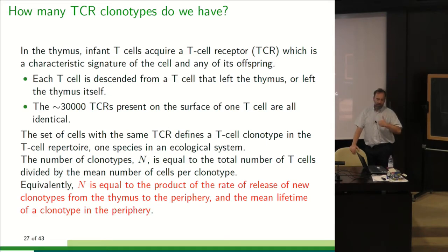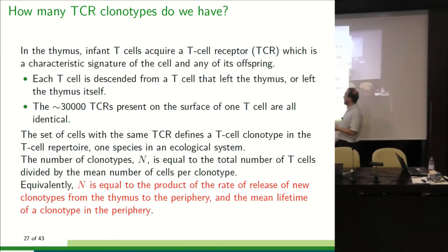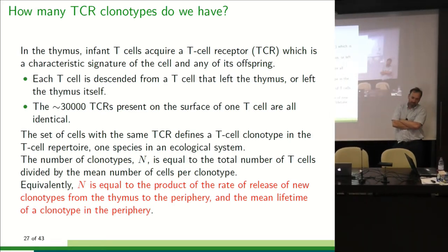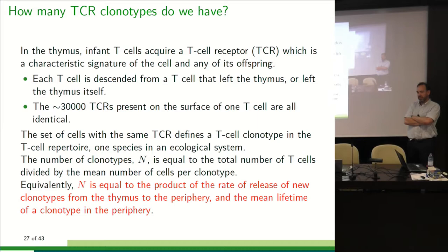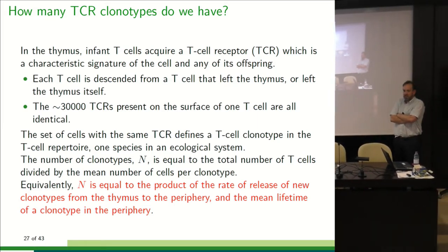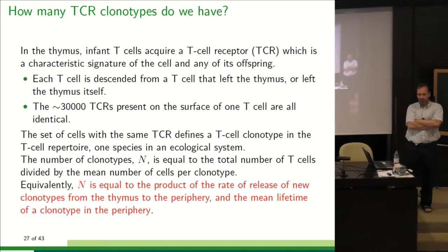Okay, so if you can figure out how often new families come out of the thymus, what's the rate? People have got independent measurements or estimates of that. And if you can figure out how long a family lasts in the body, then you can work out how many families there are in the steady state. There is such a thing. So let's say capital N is the number of T cells divided by the mean number of cells per clonotype. Okay, that's kind of obvious. It's just a definition. Equivalently, N is equal to the product of the rate of release of new clonotypes from the thymus and the mean lifetime of a clonotype in the periphery. Those are two quantities which you can seek to estimate independently and therefore get N from that.